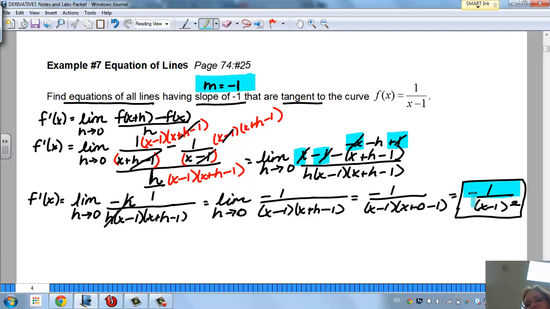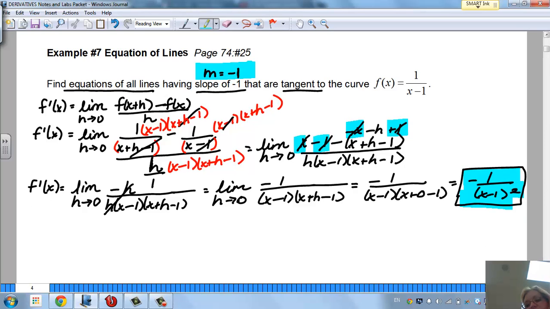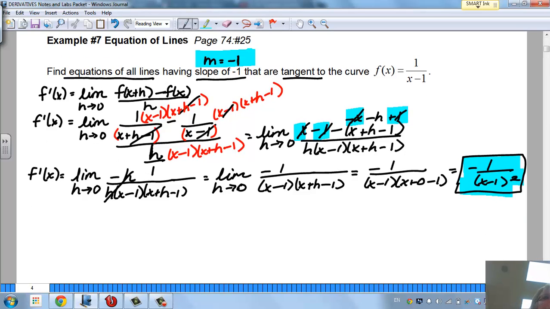Well, if this is our slope equation, if I put this equal to negative 1, we can find the x values where that happens. So that's what we're going to do. Take this and put it equal to negative 1 and figure out when that happens. If I have negative 1 over (x minus 1) squared equals negative 1, I'm going to put this over 1 and cross multiply, so you end up getting negative 1 equals negative (x minus 1) squared. Divide by the negative, so you have 1 equals (x minus 1) squared.